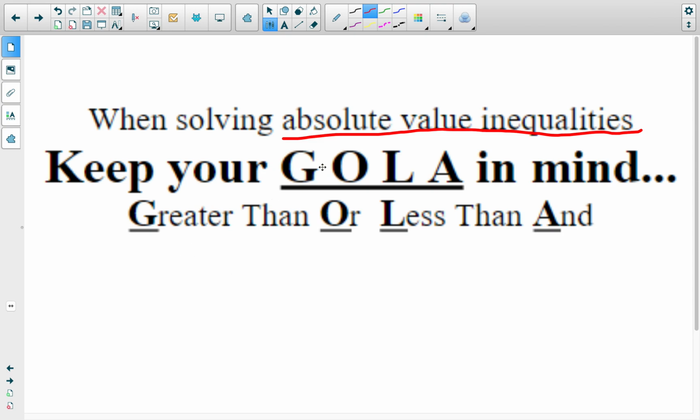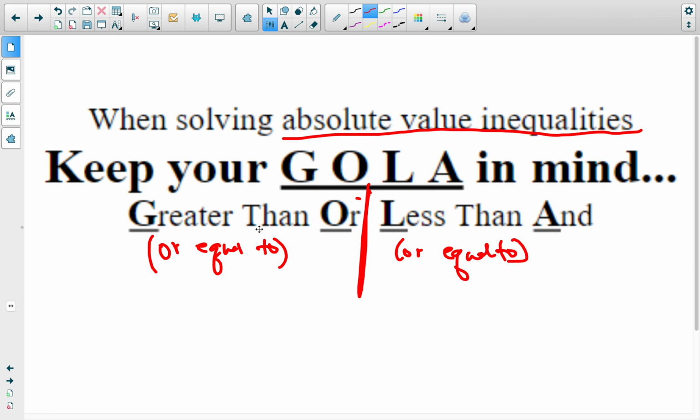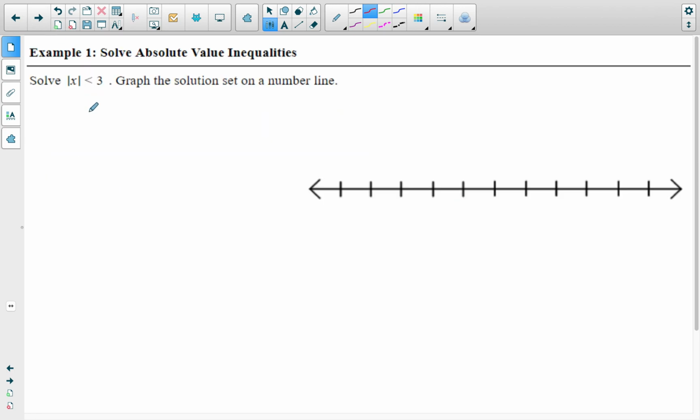And what it stands for is GOLA, greater than or less than and. So if you have a greater than or equal to symbol, put that in parentheses. Greater than or equal to, or less than or equal to symbol. So with greater than, whether it's this way or this way, and with less than, whether it's this way or this way. With the greater thans, we use or, and with the less thans, we use and for those compound inequalities. Okay, and we want to make sure to change the sign depending on whether we want a negative option.